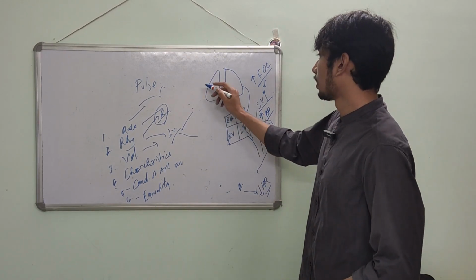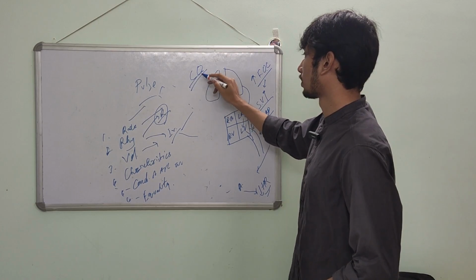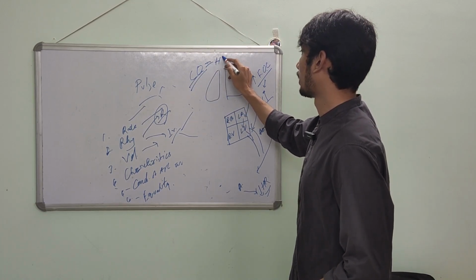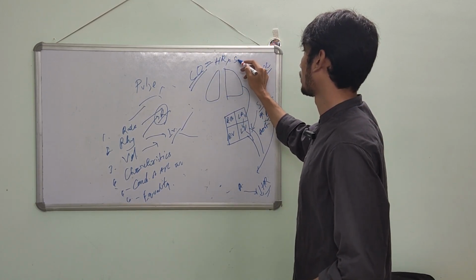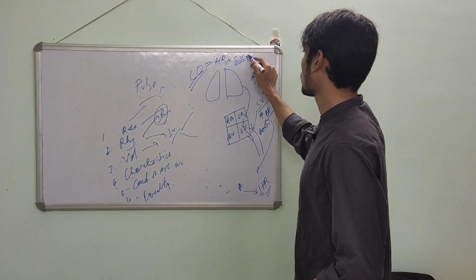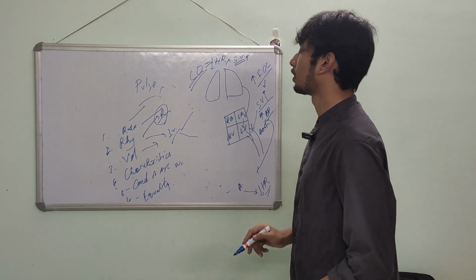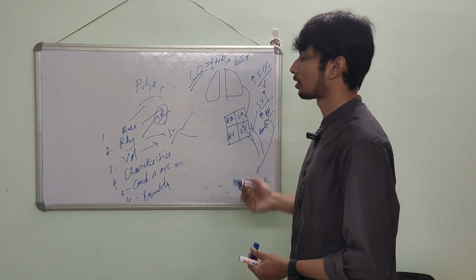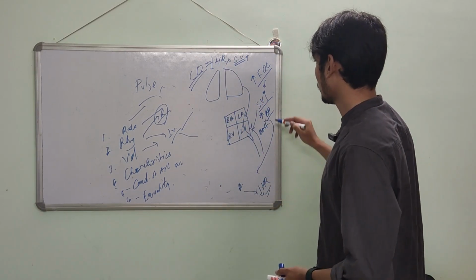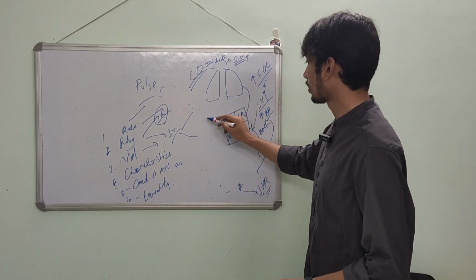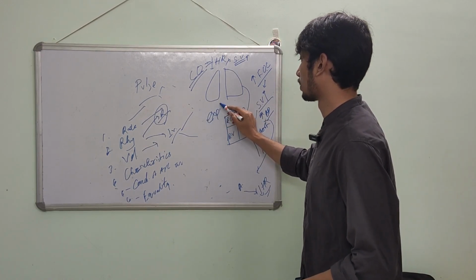Another thing is that to maintain the cardiac output, right? The cardiac output is basically heart rate multiplied by stroke volume. If the stroke volume is increased, to maintain the cardiac output, the heart rate must be decreased, right? So for these reasons, all these are happening during expiration.